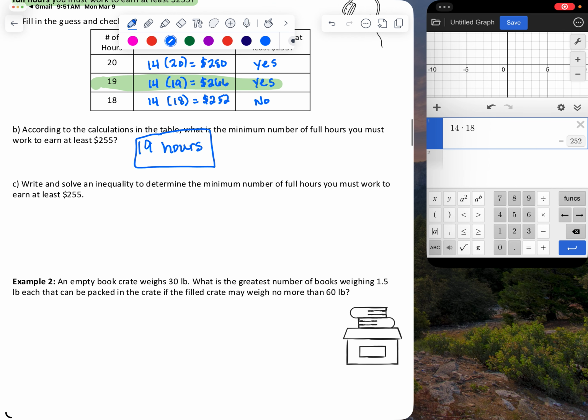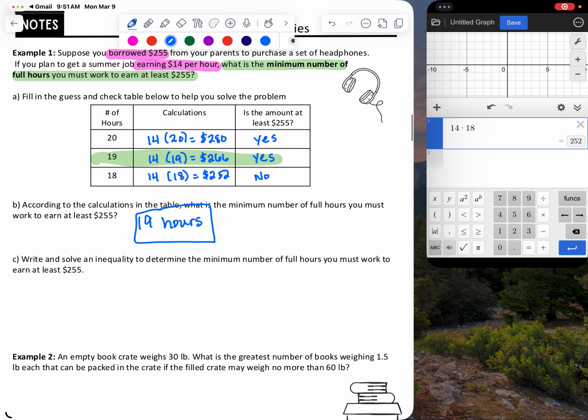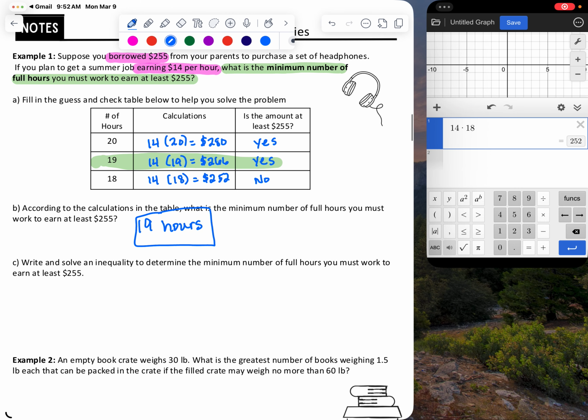All right, problem C. Write and solve an inequality to determine the minimum number of full hours you must work to earn at least $255. So what this means is that our earnings must be greater than or equal to 255. They've got to be at least 255. So it's greater than or equal to. Now, we need to write an inequality.